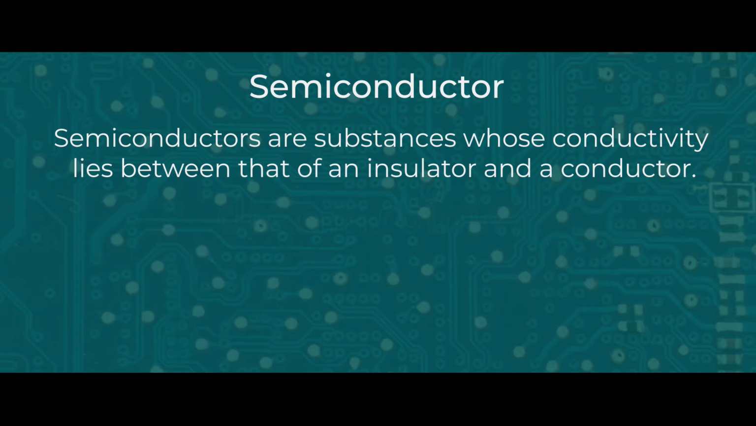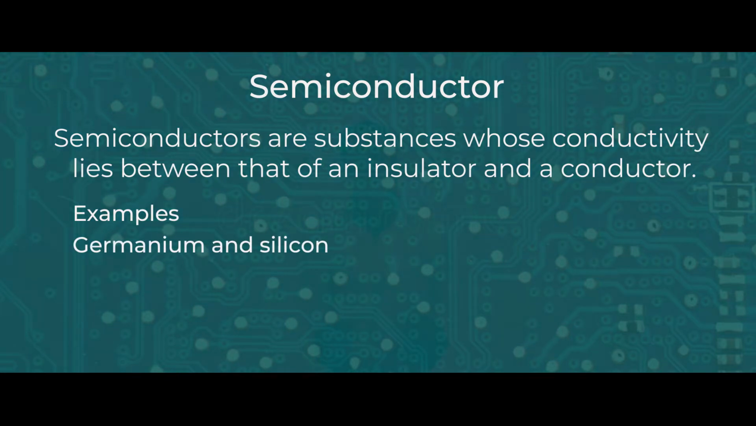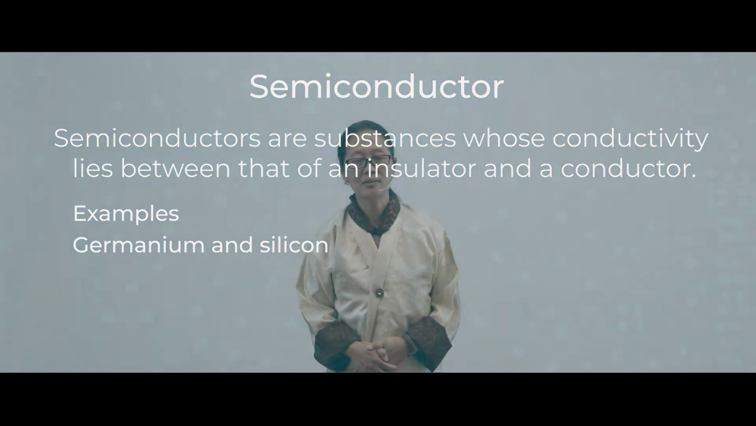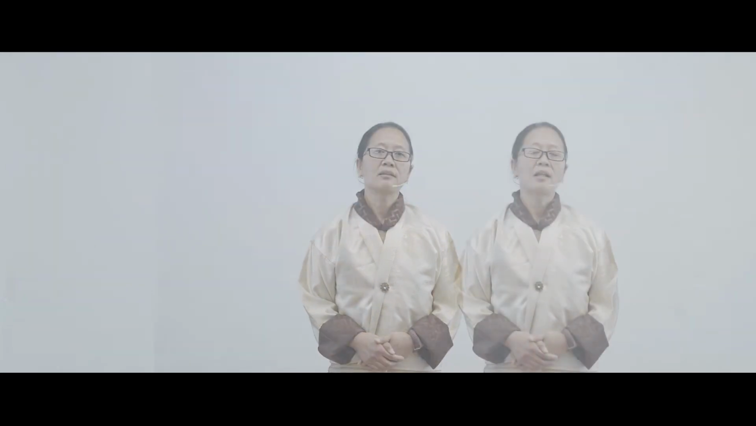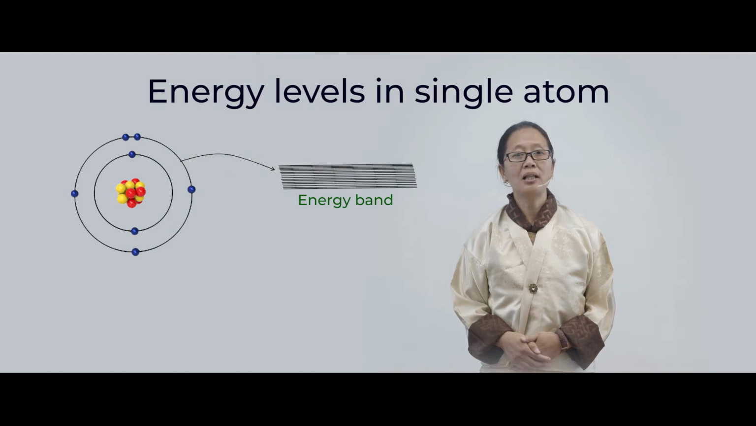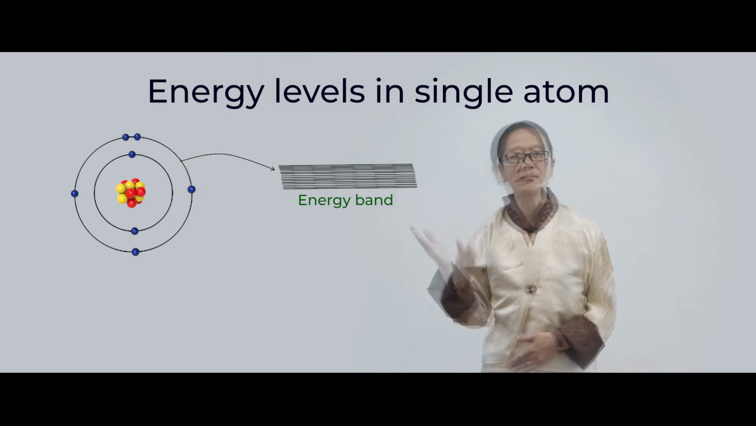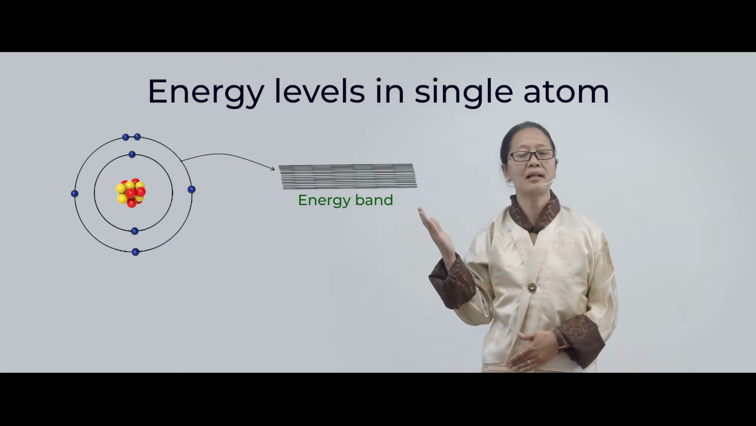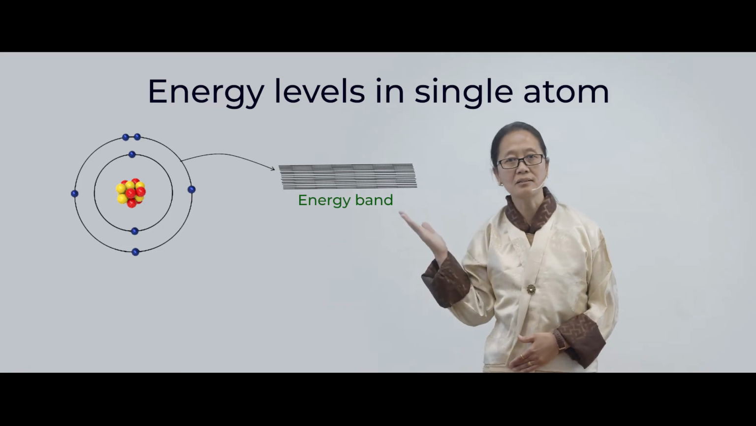The examples of semiconductors are germanium and silicon. These are the common examples. Now before we go to the different types of semiconductor, let us look at energy band. In an isolated free atom, you might have seen they have well-defined energy levels like K level, L level, S level, etc., like you see in the diagram.